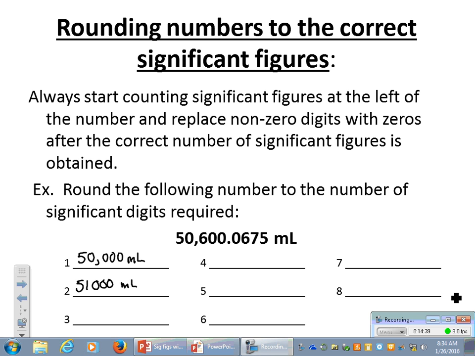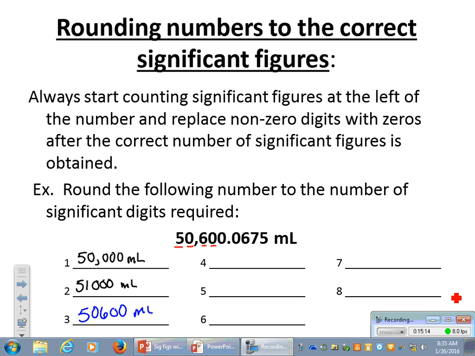So now with 3 significant digits, we want to keep the 5, the 0, and the 6. And now to express the magnitude, we'll add some zeros. So now we have a captive 0 between the 5 and the 6, which is significant, and we have 2 trailing zeros, which are insignificant. Same thing with 4 significant digits. Keep the magnitude by keeping the 5, 0, 6, 0.